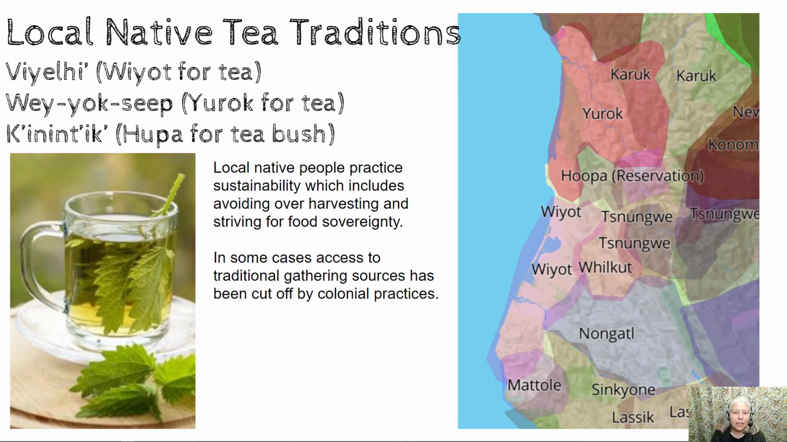Local native people practice sustainability, which includes avoiding overharvesting and striving for food sovereignty. In some cases, access to traditional gathering sources has been cut off by colonial practices. Here you can see a map of our area with the Wiyot, Hupa, and Yurok tribes and others.